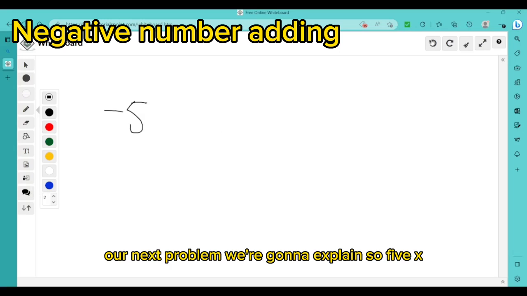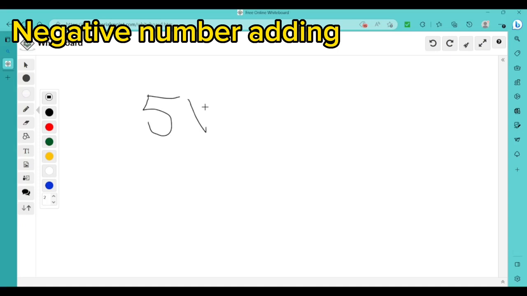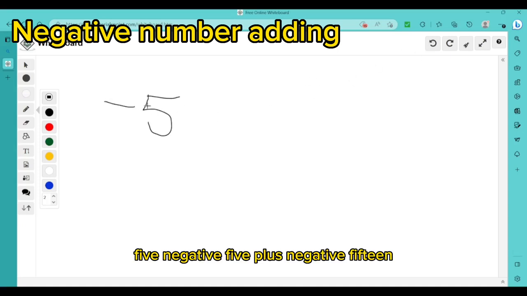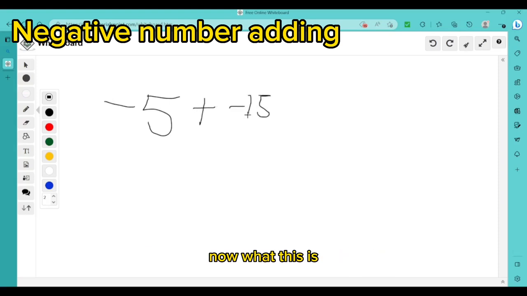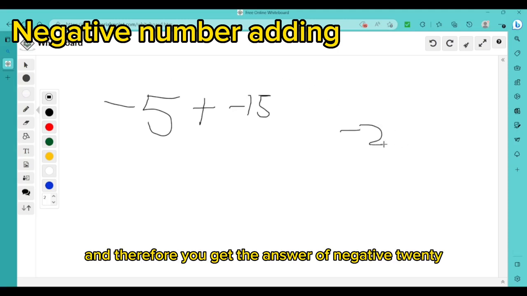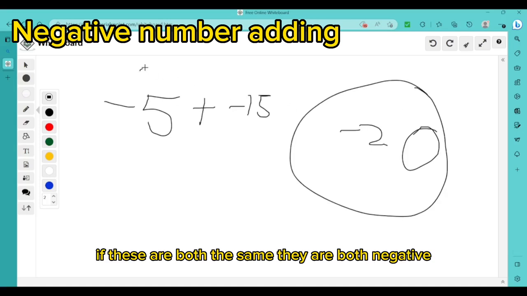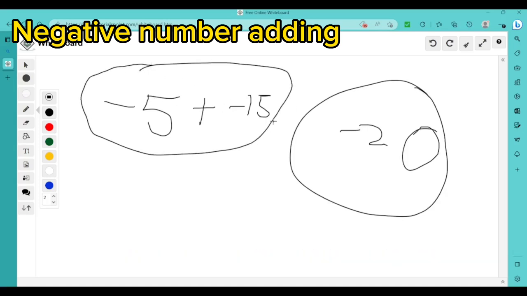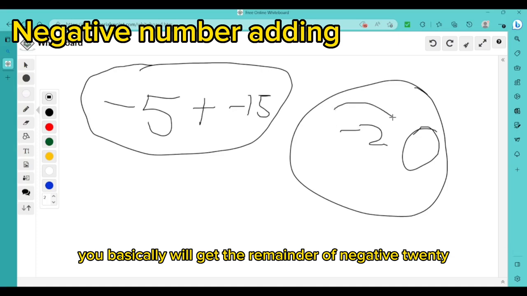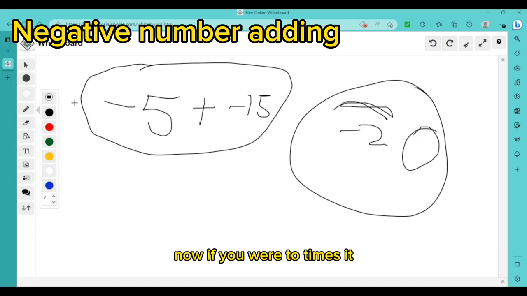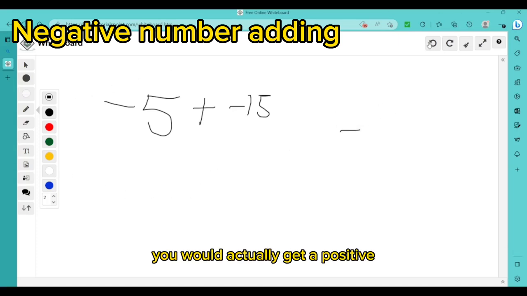Our next problem we're going to explain. So, negative 5 plus negative 15. Now, what this is, they're both on the same side, therefore you're adding them, and therefore you get the answer of negative 20, because you are adding. If these are both negative, you basically will get the remainder of negative 20. Now, if you were to times it, you would actually get a positive.